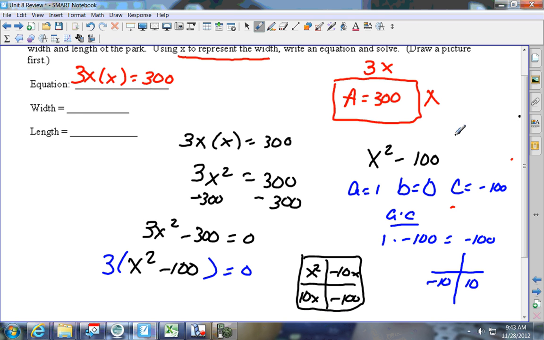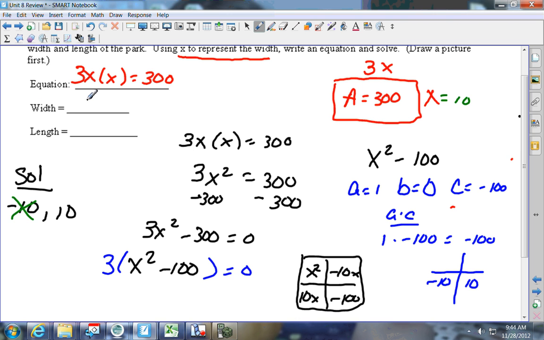So my solutions are -10 and +10. Which one of those cannot be the answer? Why can -10 not be the answer? You can't have a negative width. So I would get rid of the negative answer. And that means x is 10.